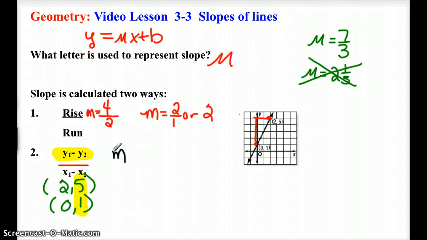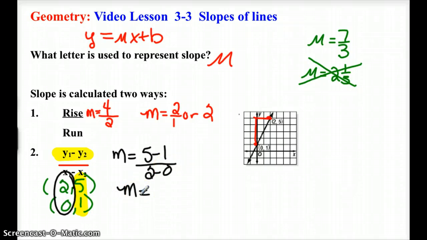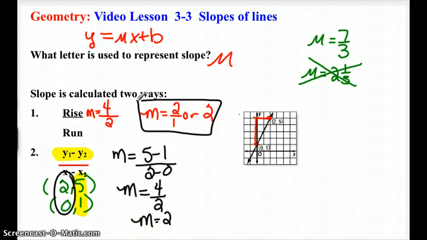So my slope m is 5 minus 1 on the top. Then take your x's and subtract those, 2 minus 0. So now my slope is 5 minus 1 is 4, 2 minus 0 is 2. You guys see this is my work here. When you're doing your homework, this is what you're going to show. Your slope then is reduced, 2. I should get the same answers, but there's two ways to find the slope: either use rise over run or use y minus y over x minus x.